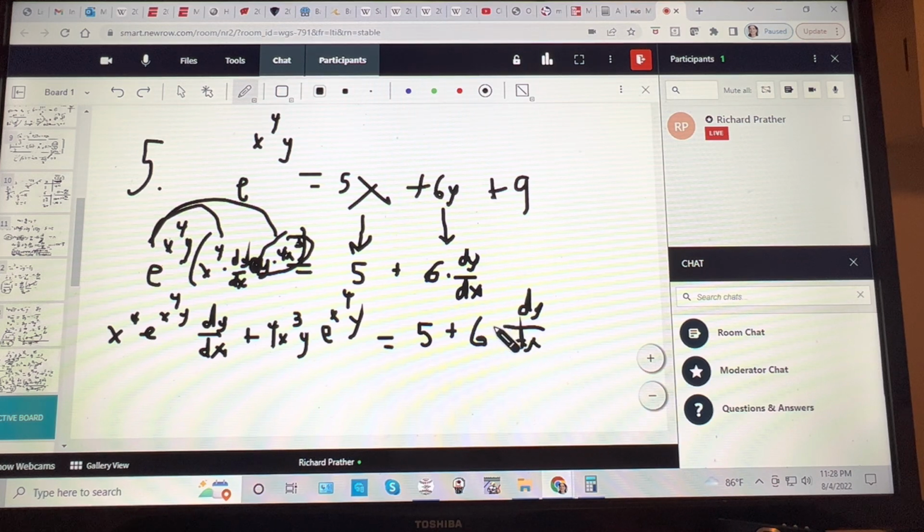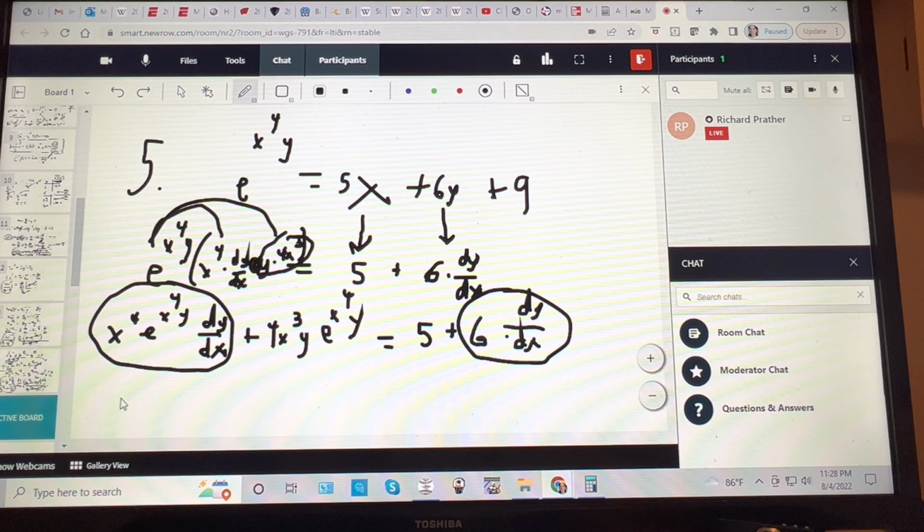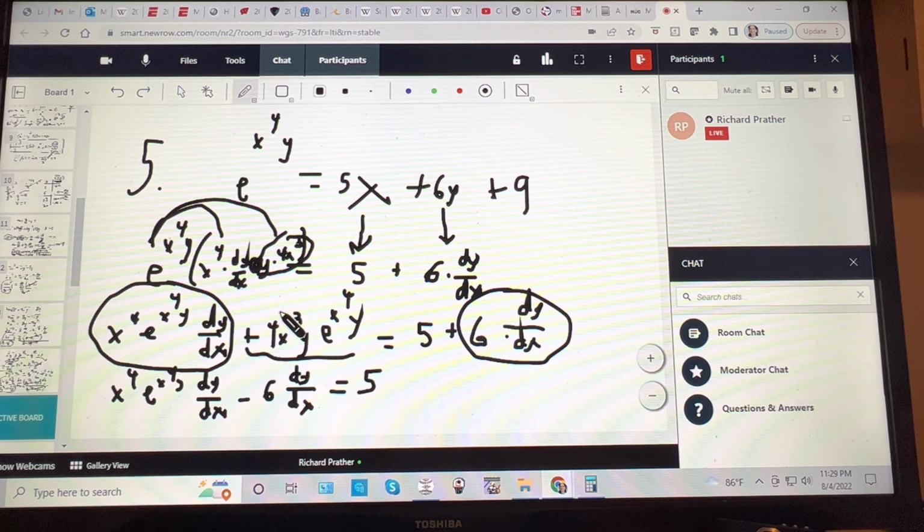And now the goal again is get all the dy over dx's on one side. So you could leave this one here and move this one over. x to the fourth, e to the x to the fourth y, dy over dx, minus this, 6 dy over dx, equals, keep the 5 right there, and now this guy has to move over to the other side and become negative. Minus 4x to the third y, e to the x to the fourth y.